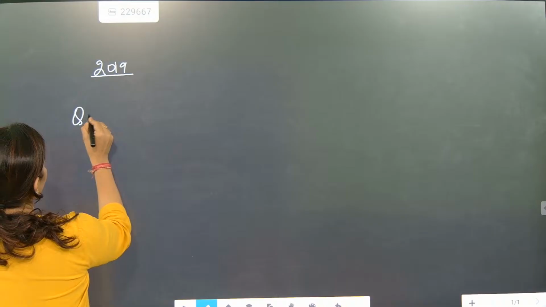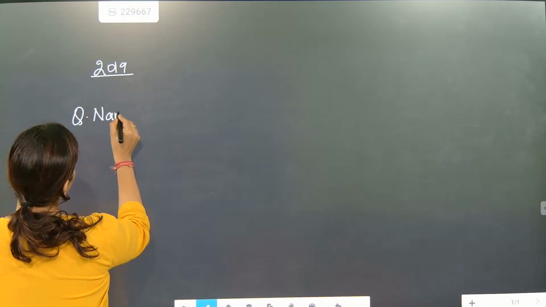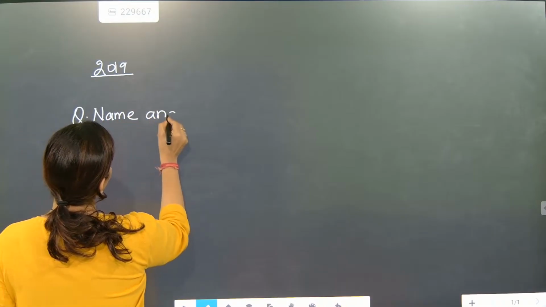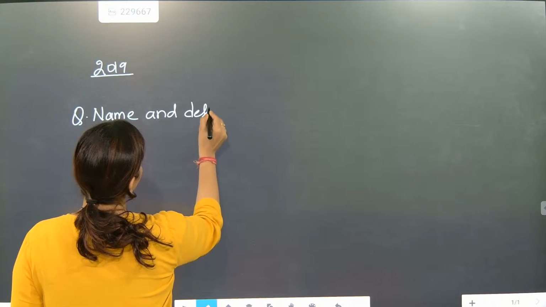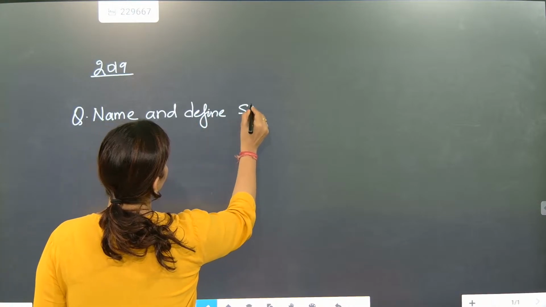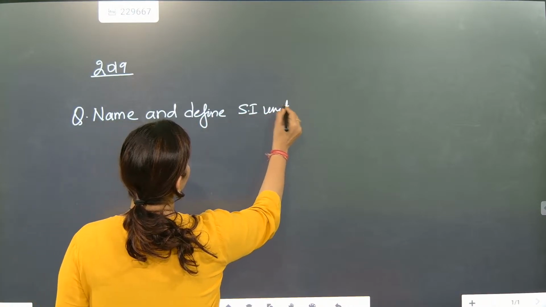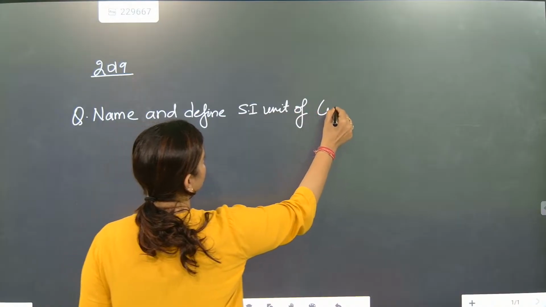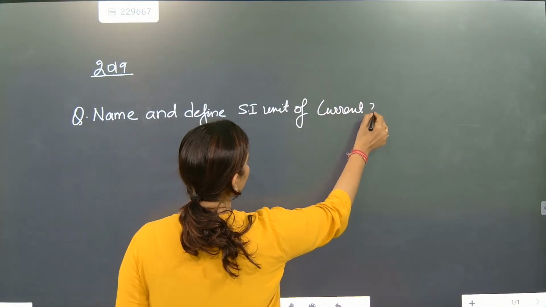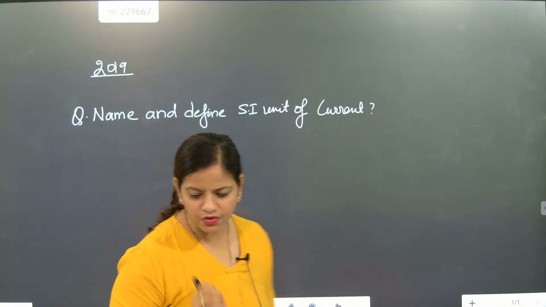Question is: name and define SI unit of current. So how are we going to solve this question to get full marks?